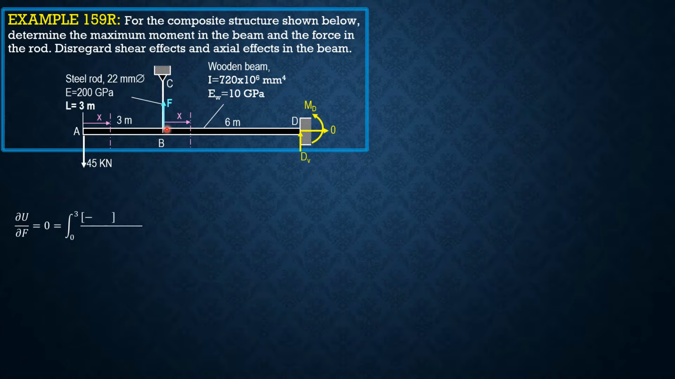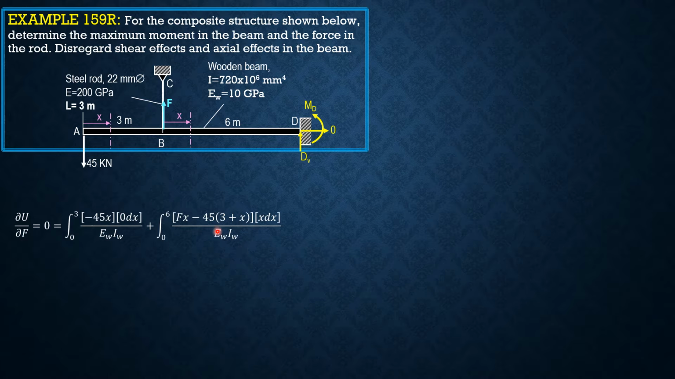Then it is equal to the integral of negative 45 times x. Since this is not a function of the redundant force F, its differential is 0. So divide by the modulus of elasticity of wood, then the moment of inertia of wood. Then in this segment, we have the integral of (Fx minus 45 times (3 plus x)), then the differential is x dx, then over E of wood, I of wood.